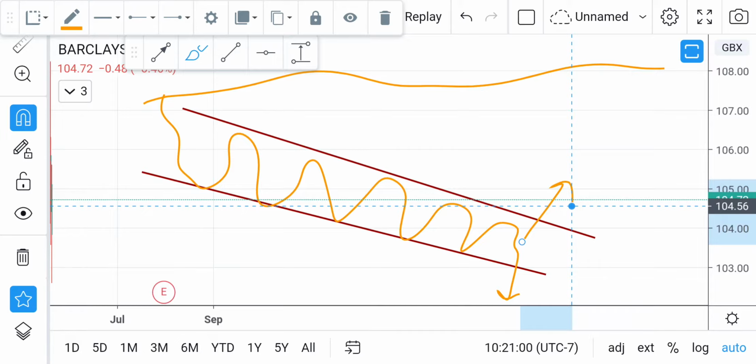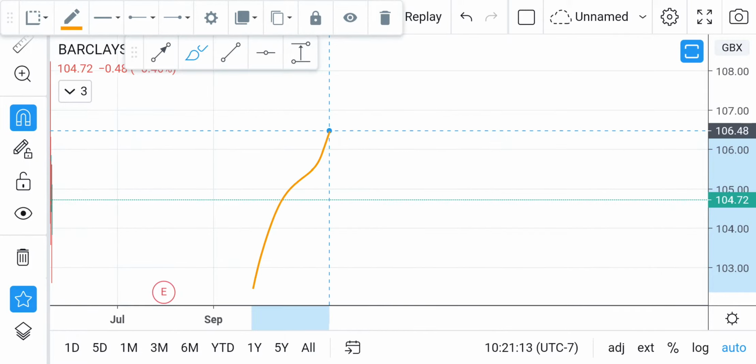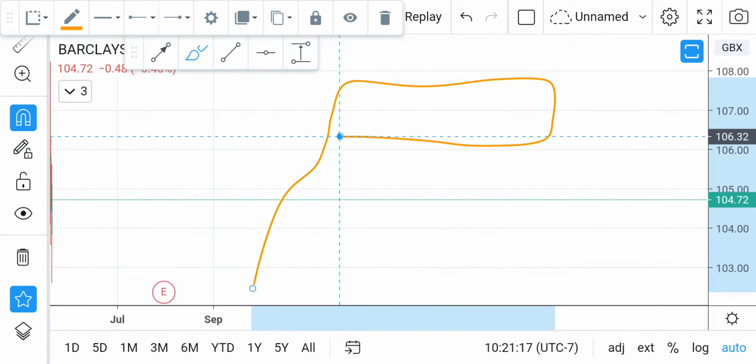falling and rising channels. So the next chart pattern I'm going to talk about is the bull flag. So the bull flag looks something like this on your chart. It's like a flag. So you see the bull flag after an uptrend.